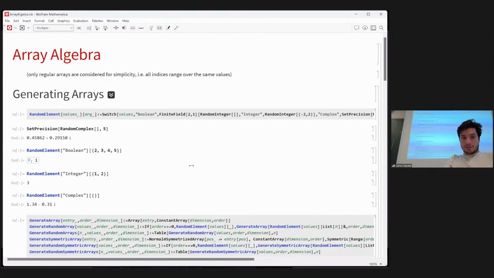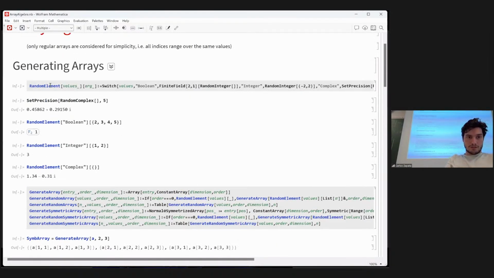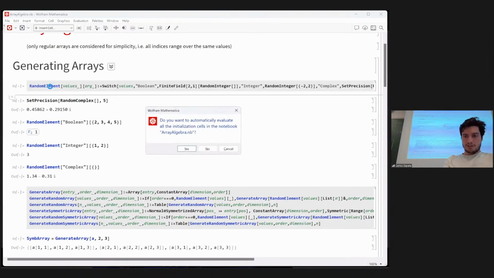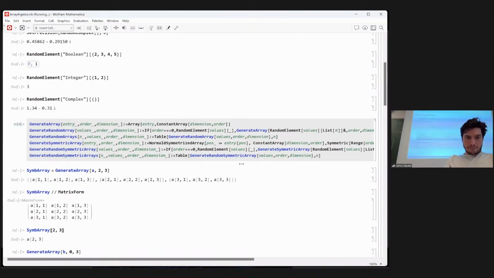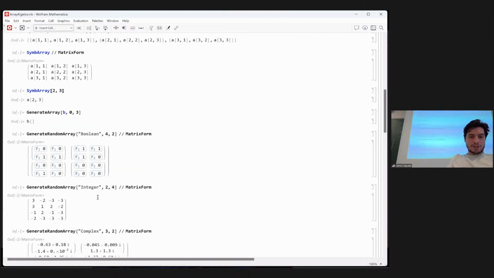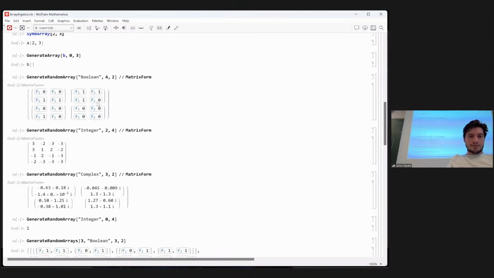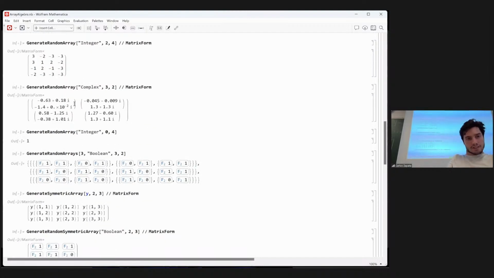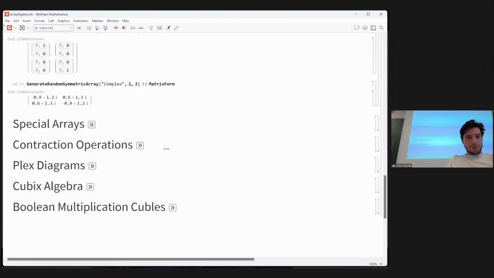This code just generates, so let me, just in case I want to run something live, let me run everything. So this code just generates arrays. You can see that it's generating, for example, a symbolic 3x3 array, so it's more like a traditional matrix. But we can also generate 2x2x2 arrays over Boolean values, for example, some complex values. You know, we can have this.